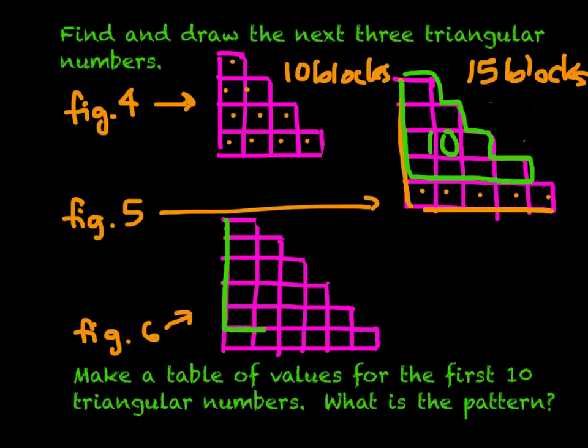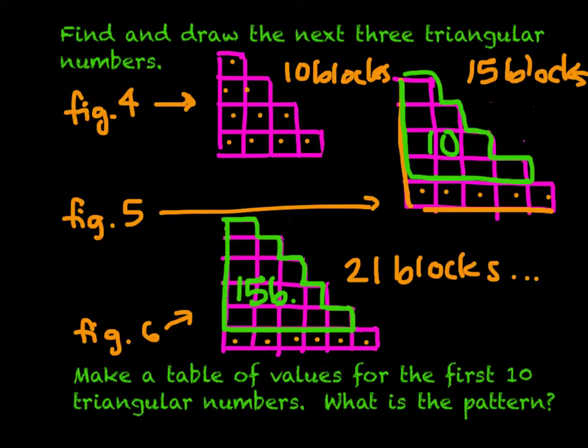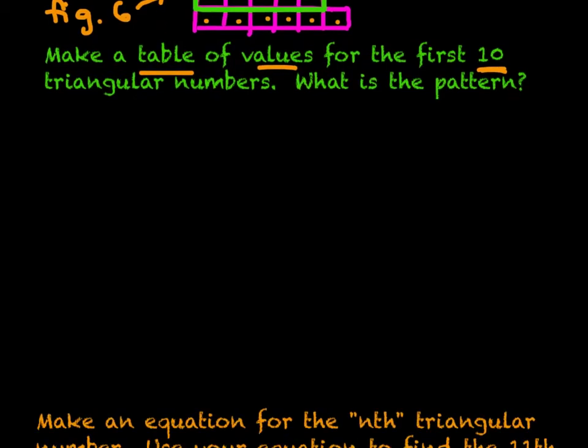My next one, here's my sixth figure. I know the previous was 15 blocks, and I'm adding 1, 2, 3, 4, 5, 6. So I'm adding 6 to that, so I have a total of 21 blocks. That's kind of cool. I've now found all of the numbers for figures 1 through 6, and I figured out the total number of blocks for each of those. My next step says below, make a table of values for the first 10 triangular numbers, and I need to identify what the pattern is. So let's make that table.